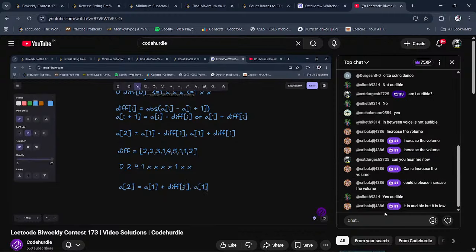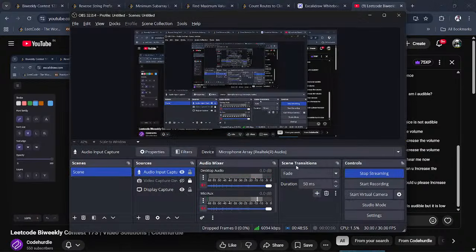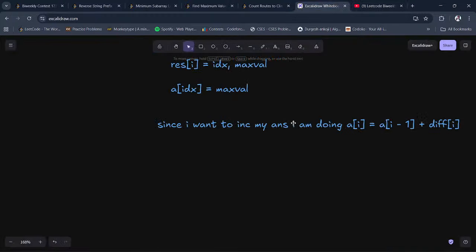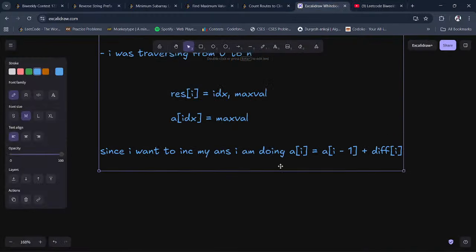Could you please increase the volume? I think this is the maximum volume I can. This is the maximum value I can get. So now this is clear.